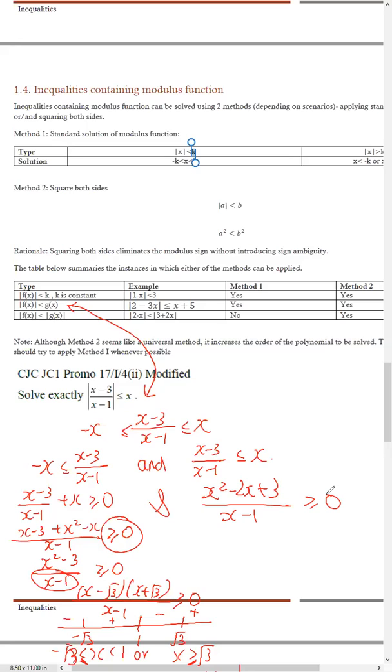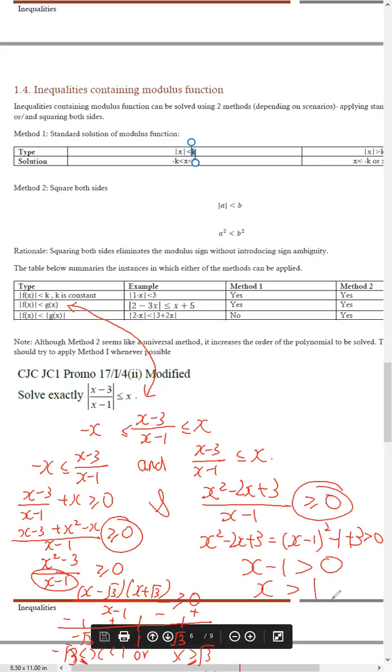For the numerator, if I check for the factorization, I can't factorize it because there are no roots. So what I can do is complete the square and show that it's always more than 0. If the numerator is always more than 0, then for the whole expression to be more than 0, the denominator must be more than 0. So over here, this will be x more than 1. Take note, I solve to the last part, there must still be an n word in between.